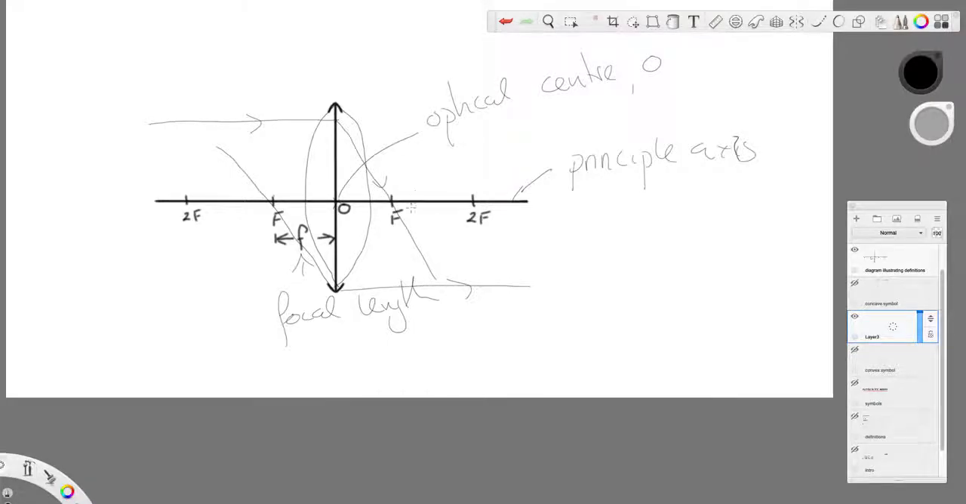That's how the principal focus is defined. It is the point through which rays would enter the lens parallel to the principal axis. It's the point through which they come out. It's also the point that if they enter the lens by passing through the principal focus, they will come out parallel. That's the definition. But it is one focal length away from the optical center.